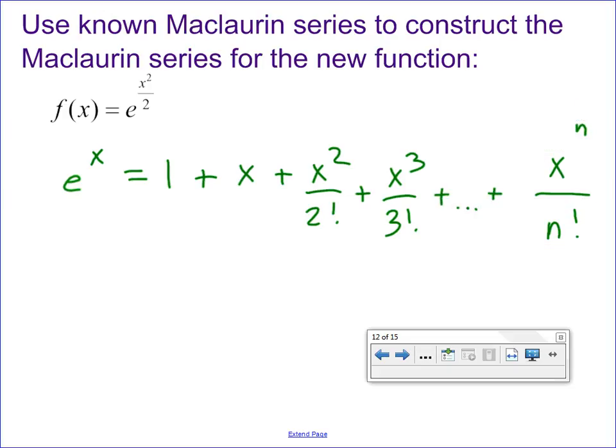What are we trying to make though? We're trying to make e to the x squared over 2, right? And right now we have e to the x. This relies on our substitution that we did two class periods ago, when we had to try to make it look like a over 1 minus something. Our generalized form started with a over 1 minus x.